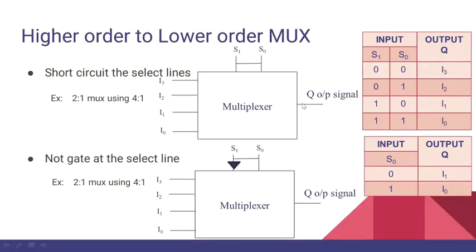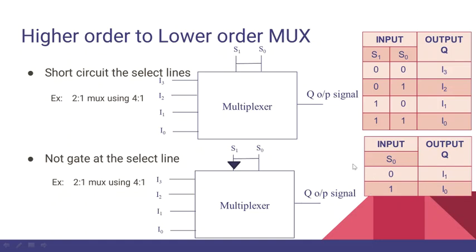Let's go to another topic. Suppose we have a higher order multiplexer and we don't have a lower order multiplexer. How do we convert the higher order multiplexer to a lower order multiplexer? This can be done in two ways. We can short circuit the select lines or we can use NOT gates at the select lines. Let's take an example of a 2:1 multiplexer using a 4:1 multiplexer. We have a 4:1 multiplexer here and we can just short the select lines. On the right side, we have the truth table of the 4:1 multiplexer as well as the 2:1 multiplexer.